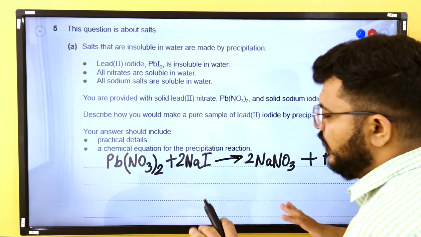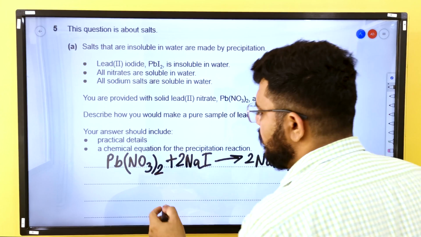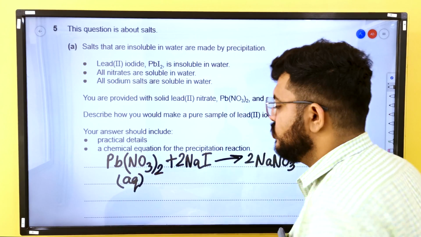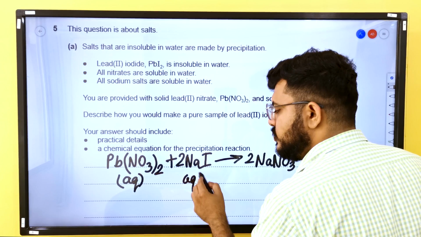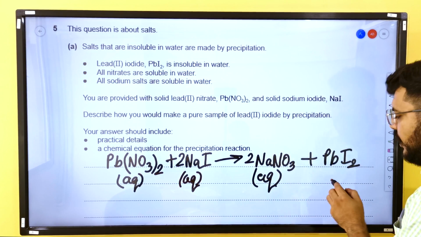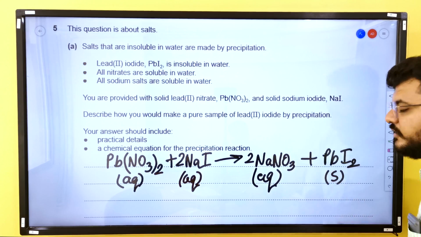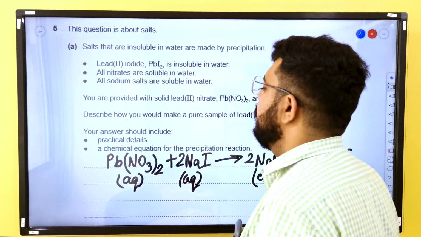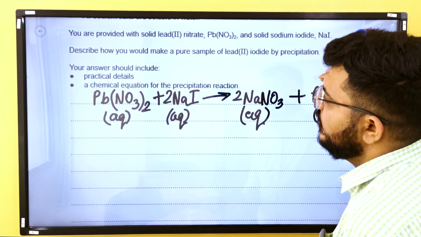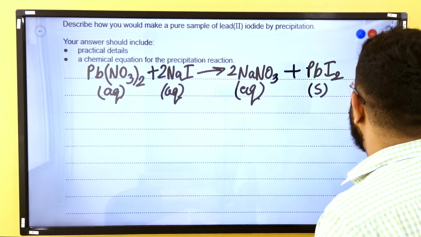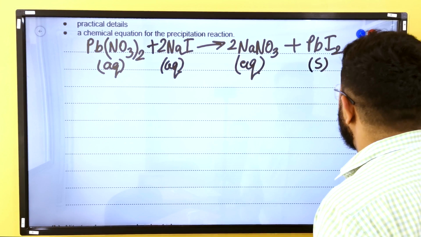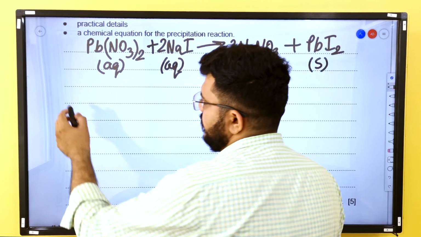Now just to understand this equation better, I will add state symbols, right? This is soluble, this is soluble as well, this is also soluble, but this is solid, which means lead iodide comes out as a precipitate. It is the precipitate of our reaction. So we are done with the precipitation reaction equation. Let us now write down what happens.